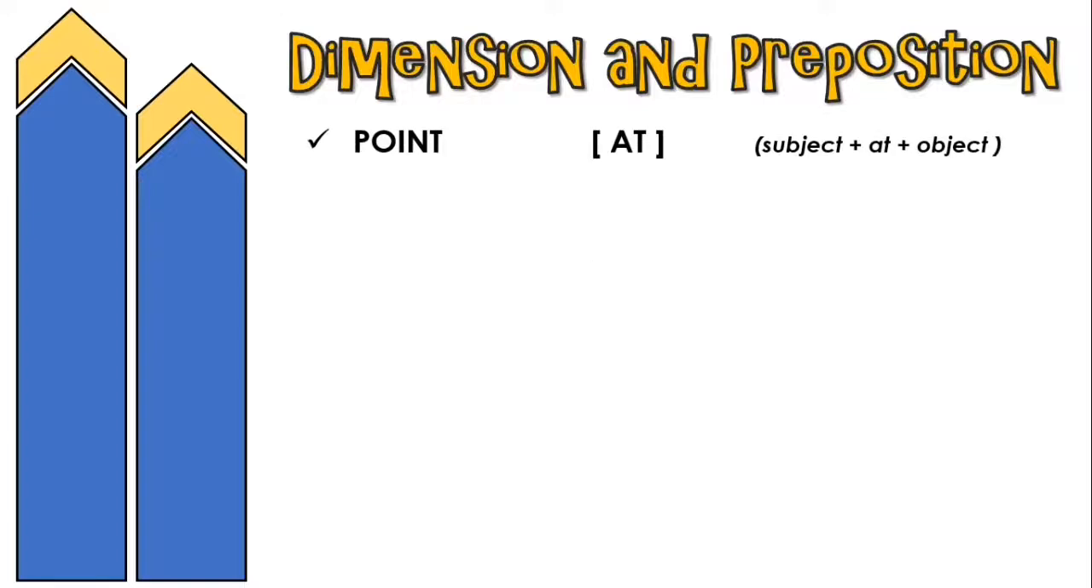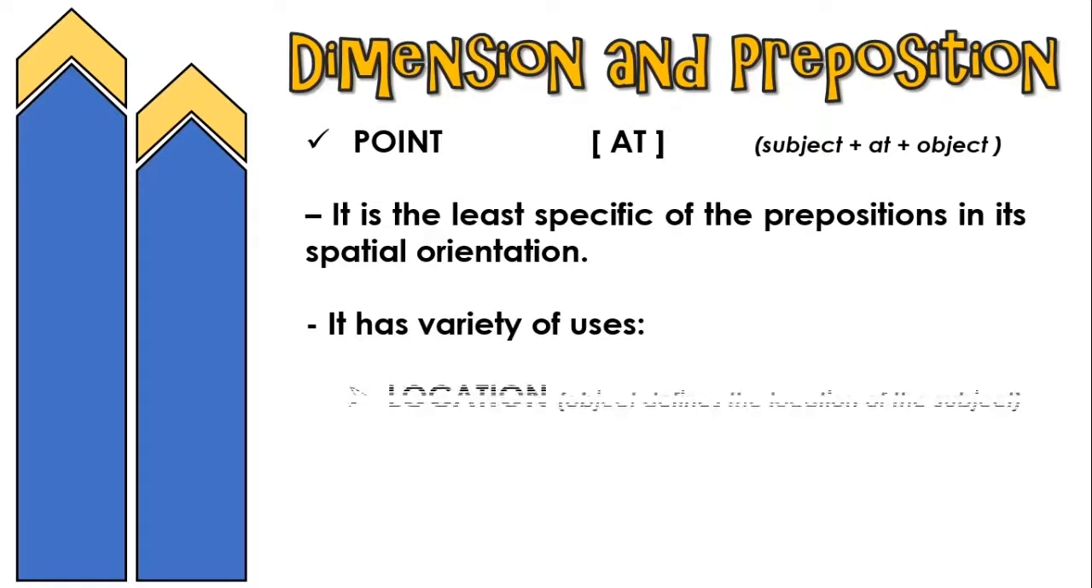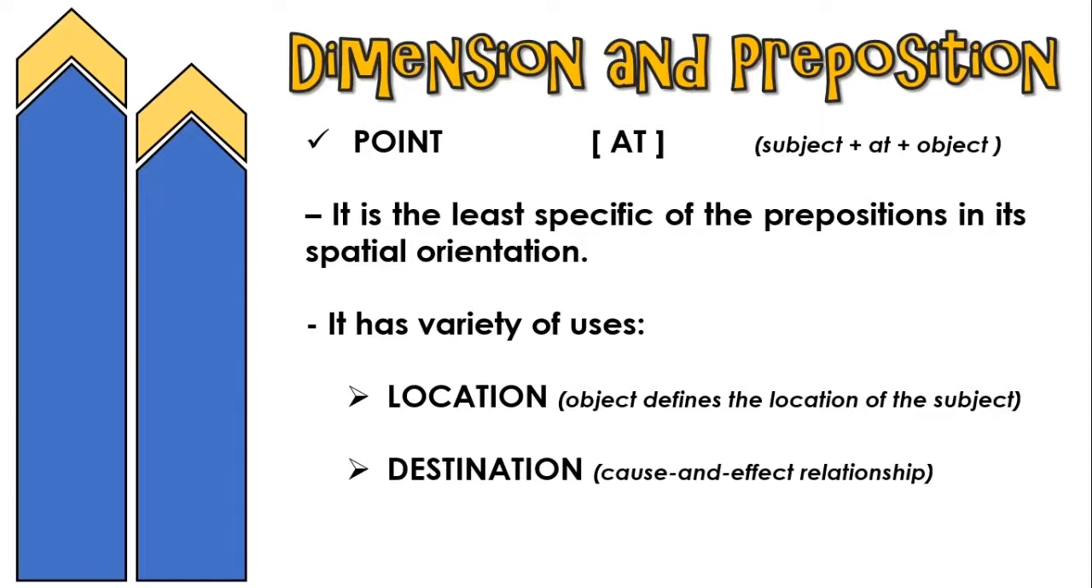For the first concept, which is point, it refers to the preposition at. The preposition at is the least specific of the prepositions in terms of spatial orientation or relationship, and it follows a certain pattern: subject, preposition at, and the object of the preposition. It has also a variety of uses. For location, which the object defines or identifies the location of the subject. Destination, which shows cause and effect relationship. And lastly, direction, which means someone or something follows a certain path towards an object.